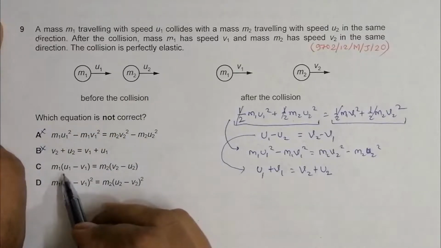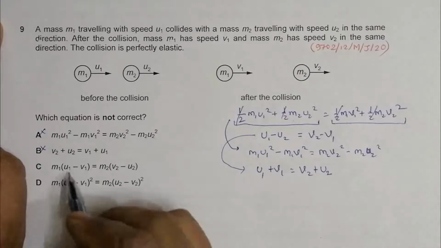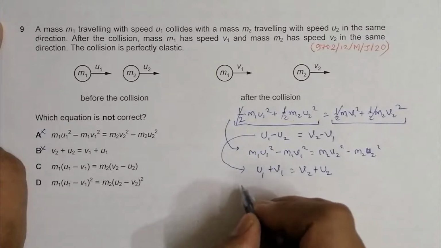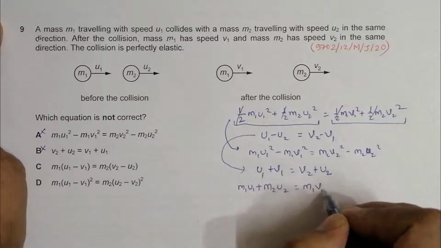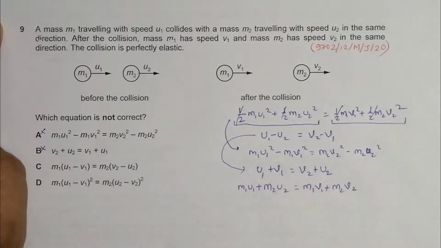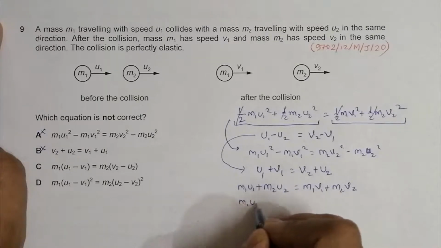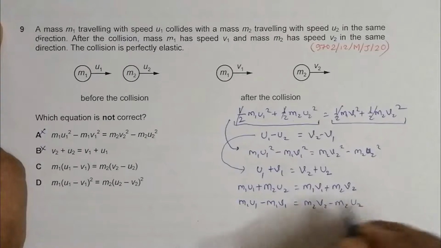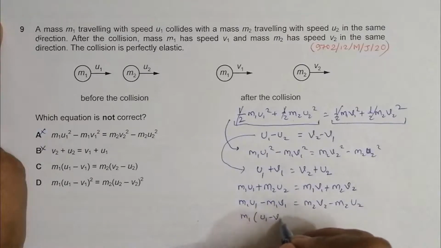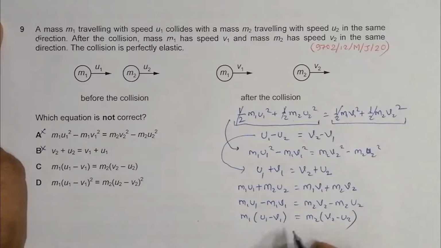And next is about momentum. Momentum is always conserved. Whatever be the type of collision, the total momentum is always conserved. So we'll have the total momentum the same: m1 u1 plus m2 u2 equal to m1 v1 plus m2 v2. If I bring the quantities with m1 to one side and with m2 to the other side, I will have m1 u1 minus m1 v1 is equal to m2 v2 minus m2 u2. So this gives me m1 bracket u1 minus v1 is equal to m2 bracket v2 minus u2. So this is also true and does not qualify, and the only thing remaining is choice number D.